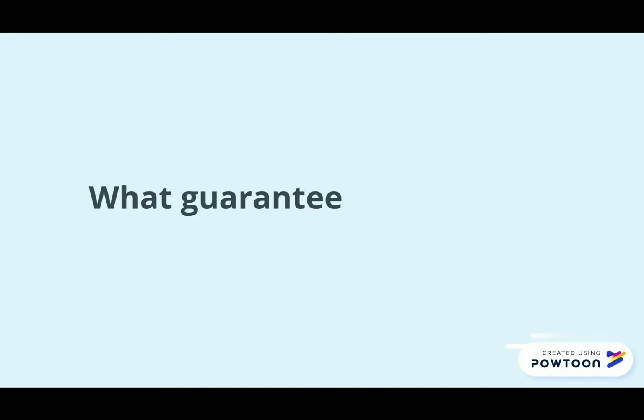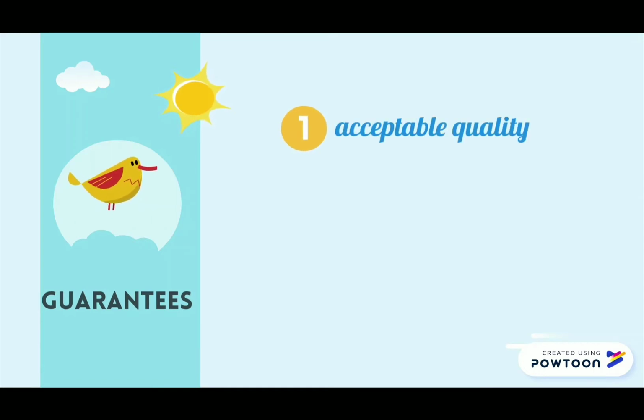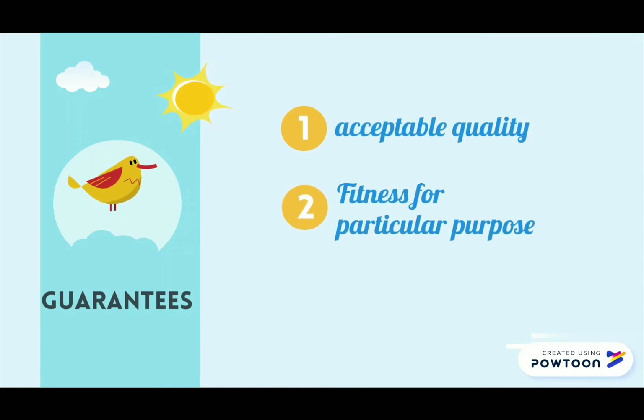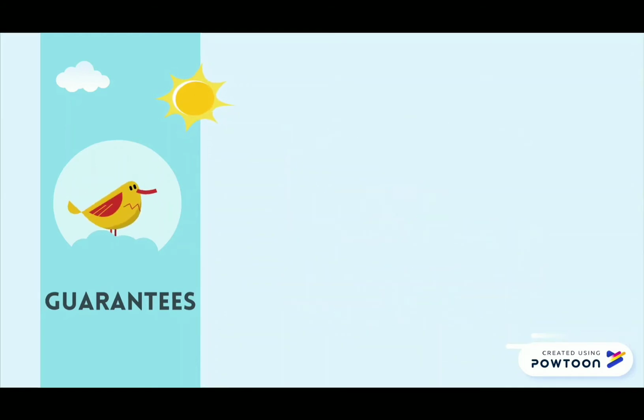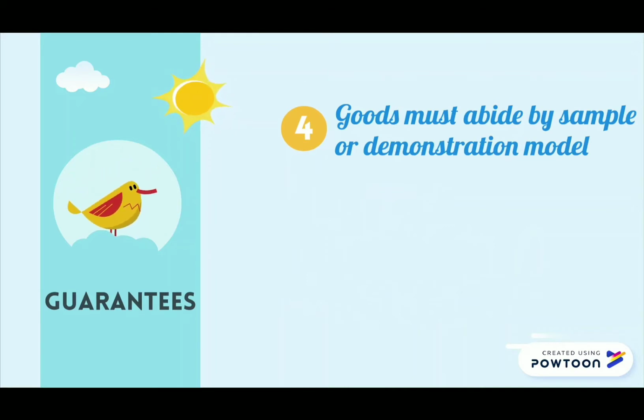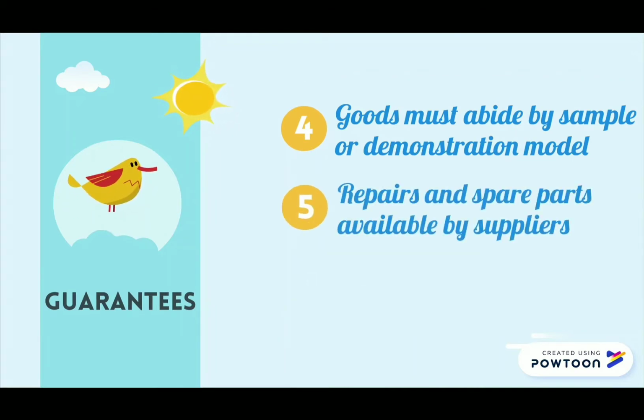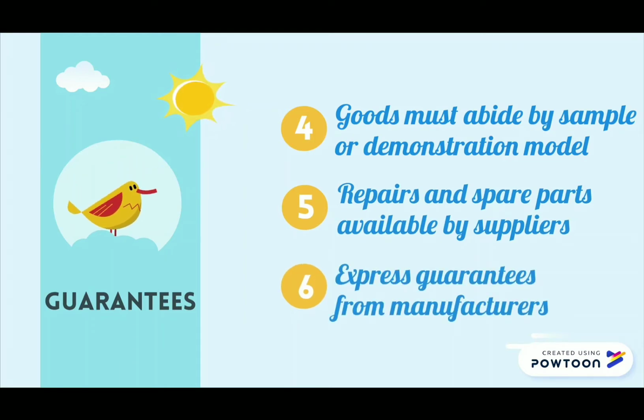What guarantees are given to consumers? There are six main aspects given. Firstly, acceptable quality. Secondly, fitness for a particular purpose. Third, goods must comply with description. Fourth, goods must abide by sample or demonstration model. Fifth, repairs and spare parts available from suppliers. And sixth, express guarantees from manufacturers.